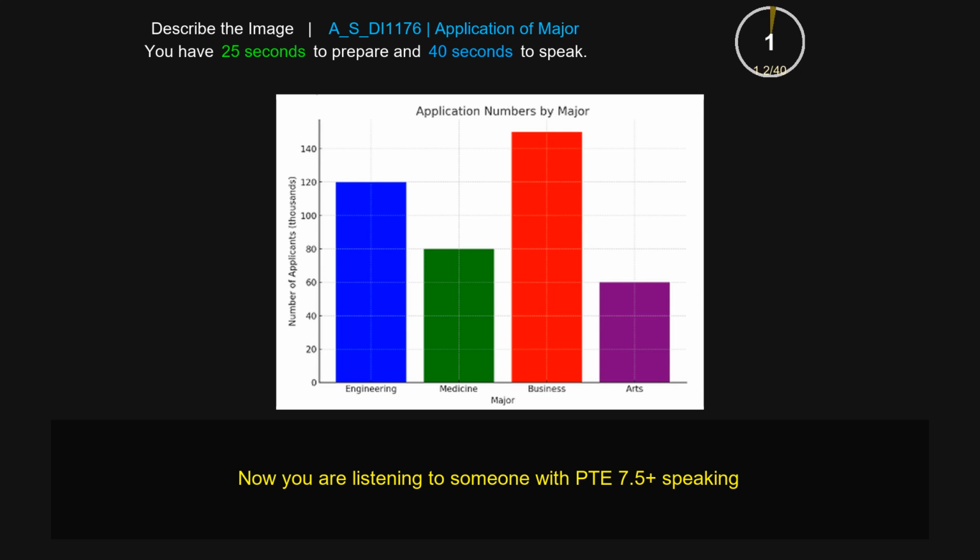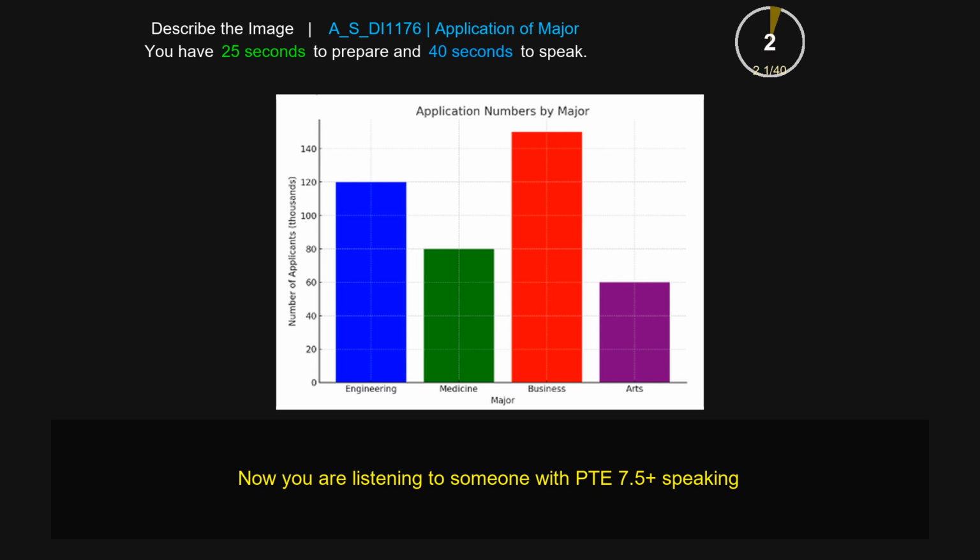The given picture provides information about the application number by major. On the x-axis, there is the number of applications like 0, 20, 40, 60, 80, 100, 120, and 140. On the other axis, there is the major like engineering, medicine, business, and arts. In the picture we can clearly see the highest value is for business, which is 145, and the lowest value is for arts, which is 60. The medicine value is 80 and the engineering value is 120. Overall, the picture provides information about the application numbers by major.